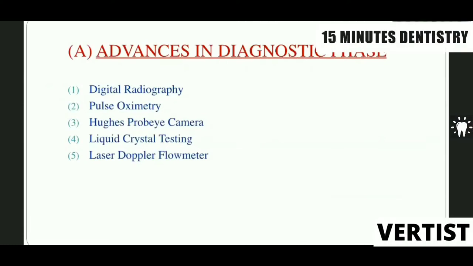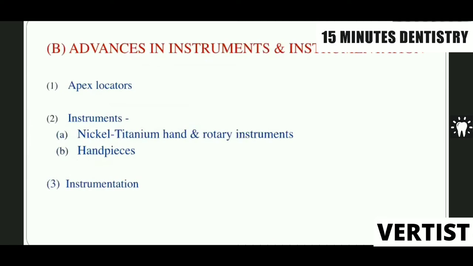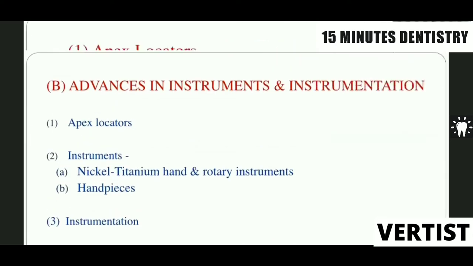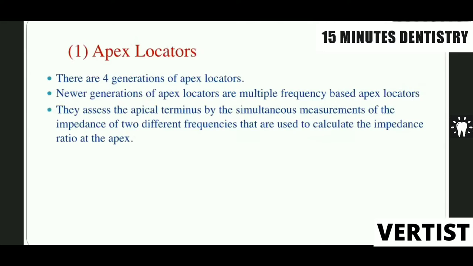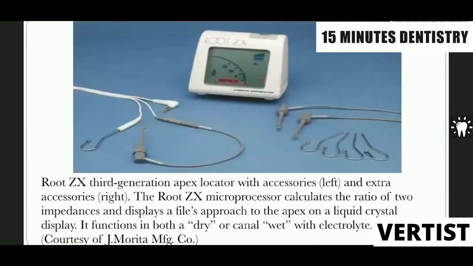See all the advances. Apart from all the routine conventional methods that you carry out for your diagnostic process and your pulp testing and examination, we have digital radiography, pulse oximetry, probe-eye camera, liquid crystal testing and laser Doppler flowmetry. Advancing in instruments is the apex locator, nickel titanium instrumentation methods, and you have your apex locators, the 4th generation of the apex locators.